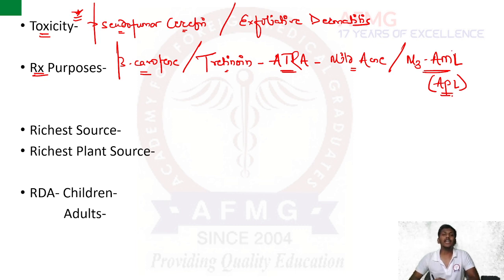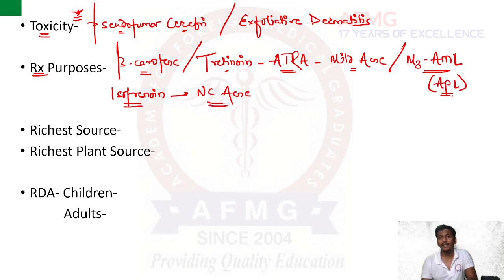In M3 AML, the drug of choice would be ATRA. The drug of choice in M3 AML is ATRA. Please remember this, this is most important. As well as one more retinoid analog, that is isotretinoin, 13-cis retinoic acid. It is usually used in cases of grade 4 acne, that is nodulocystic acne, the most severe form of acne. Here we use isotretinoin. Also it can be used in cases of neuroblastoma, right? But please remember, isotretinoin is a teratogenic agent, so it should be avoided in pregnant females.